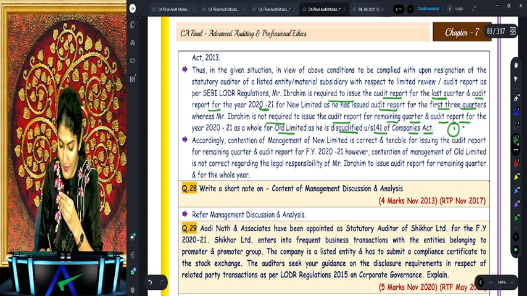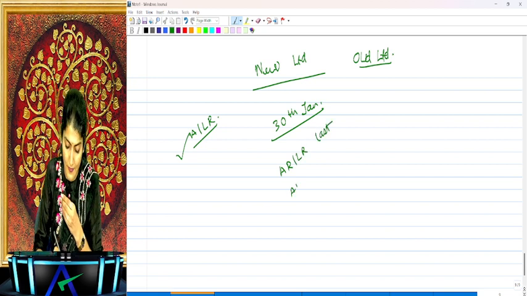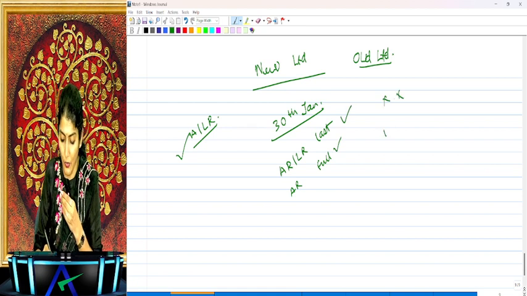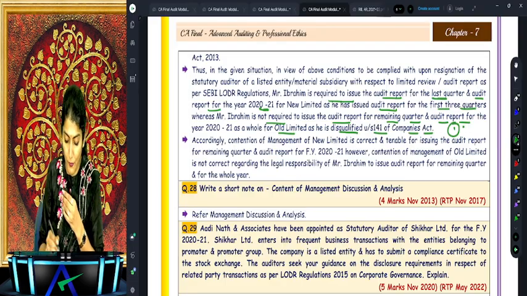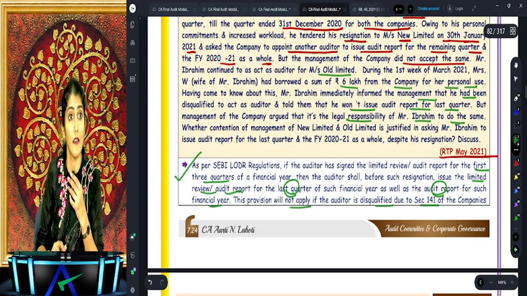So New Limited, does he need to issue the audit report or the limited review report for the last quarter? Yes. As well as the audit report for the full financial year? Yes. But Old Limited, no. Why? Because 141(3) is attracted. Right? Why? Because 141(3) is attracted. Are you getting these questions over here? Yes.